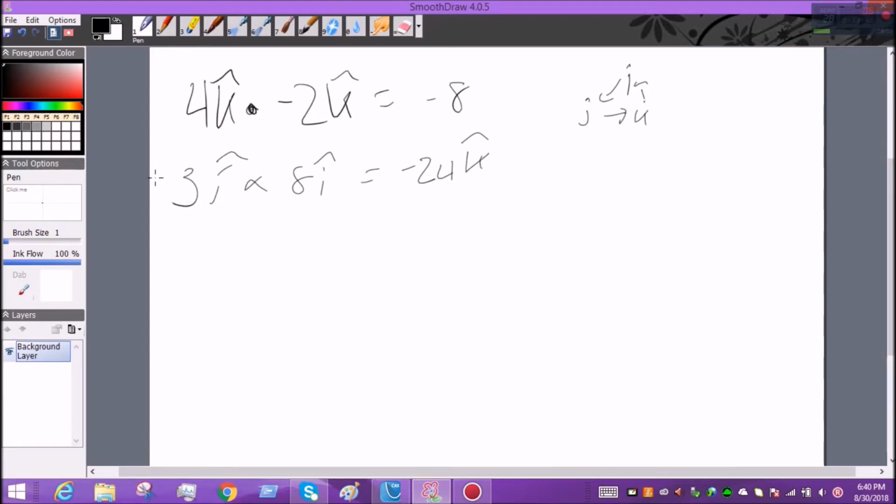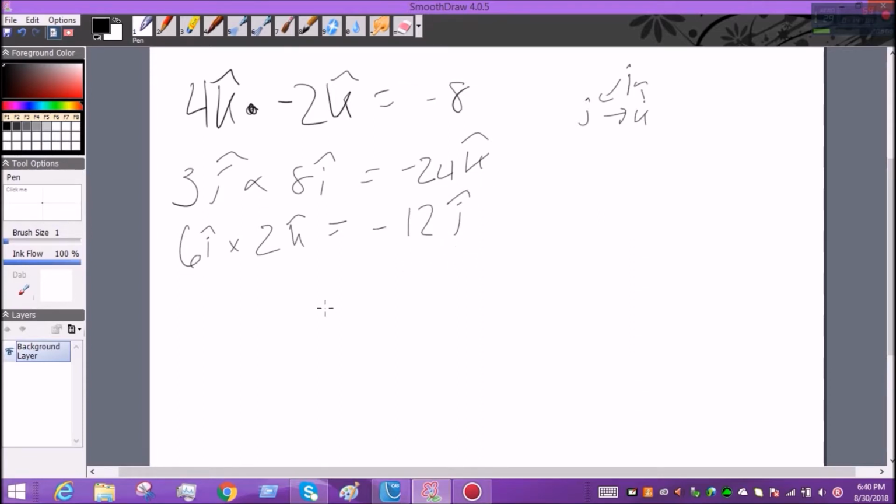Okay, on to the next one. We get the cross product of 6i times 2k. If we look back at our chart, we're going from i to k, so that's against the flow, which means we're going to get a negative j, so negative 12j.